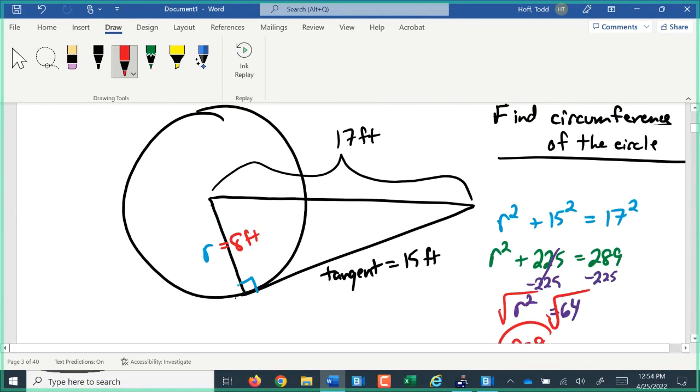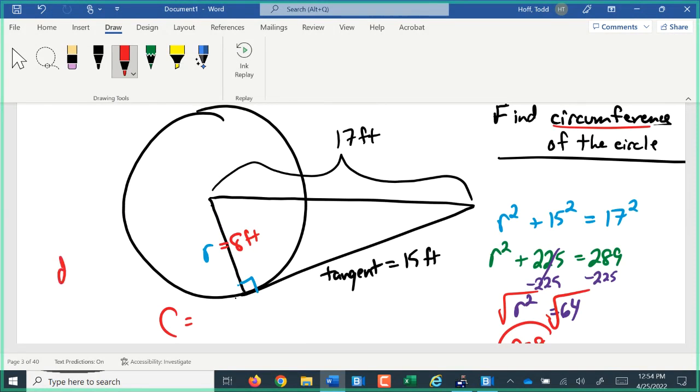Now, how do we find the circumference? Multiply by 2 to get a diameter of 16 feet. So the circumference is pi times 16 feet, otherwise known as 50.24.